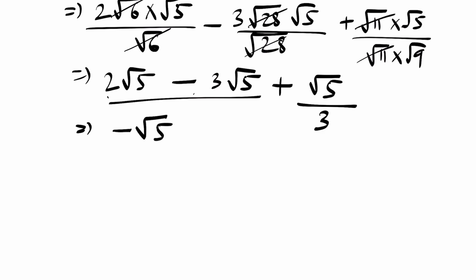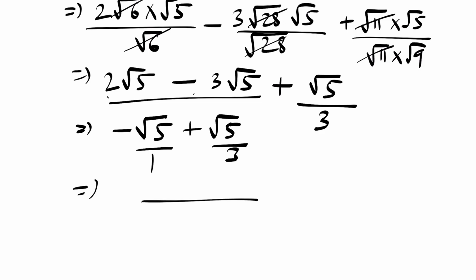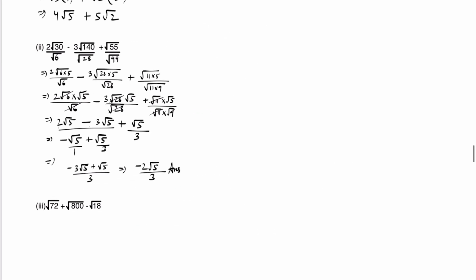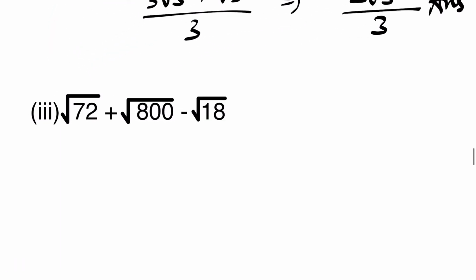Now again we can solve this and we will get minus root 5. Why? 2 minus 3 is minus 1, plus root 5 upon 3. Taking LCM, we will get minus 3 root 5 plus root 5, which will become minus 2 root 5 upon 3. This is the answer. Okay, now the third question is root 72.